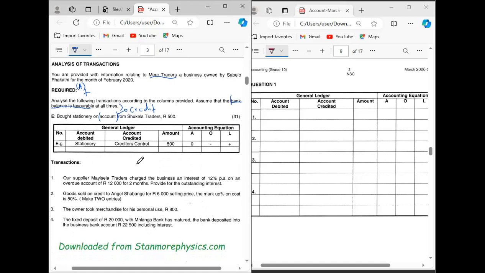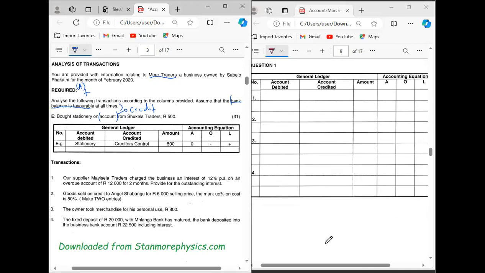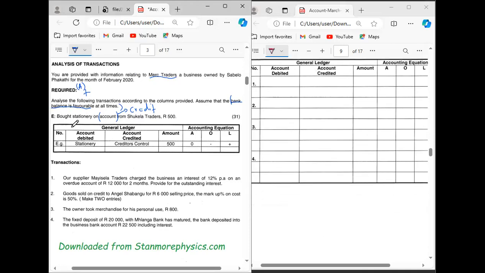Normally, whenever I teach my learners, I will always say to them they need to have two accounts. Why do we need two accounts? Because our answer sheet must have account debited and account credited. One account must be debited while another account must be credited. So let's just quickly do this example.